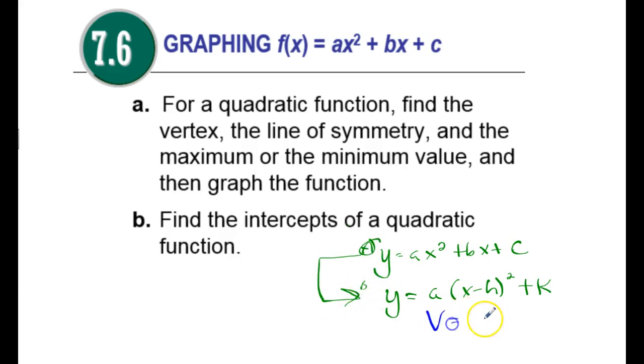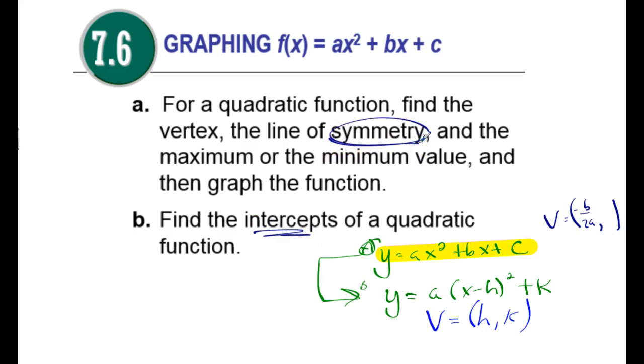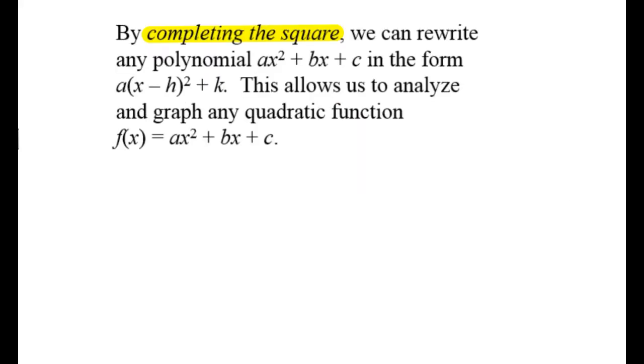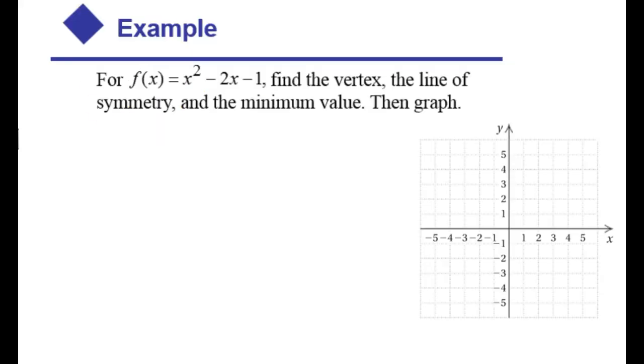This way it'll be a little bit easier to find the vertex, which is h and k. If you're in the standard form, then the vertex can still be found, but we would have to do a formula. Vertex is negative b over 2a for the x coordinate. And we're also going to talk about how to find x-intercepts and y-intercepts, and again look at some symmetry. So completing the square, again, is the process of moving it from standard form to standard graphing form. And again, this allows us to find the vertex a little bit more easily.